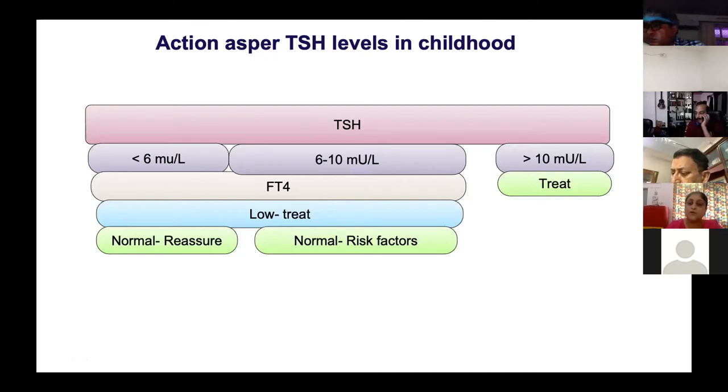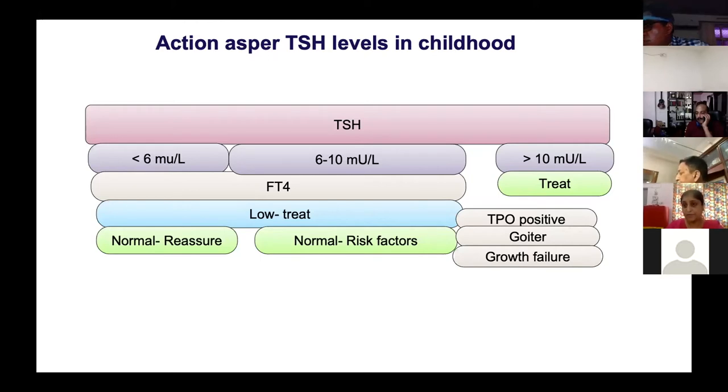Actually, you have to treat a child who has subclinical hypothyroidism if there are certain associated findings, like any evidence of autoimmunity, like if the child is TPO positive, thyroid peroxidase antibody positive, or if the child has a clinical manifestation like a goiter, or varied florid manifestations of hypothyroidism, that is growth failure. So in these situations, a child who is subclinically hypothyroid, treatment is warranted. Otherwise, you just have to wait and watch. You have to reassure and follow the child up and see how he behaves in future. So this is how you decide upon treatment during childhood.